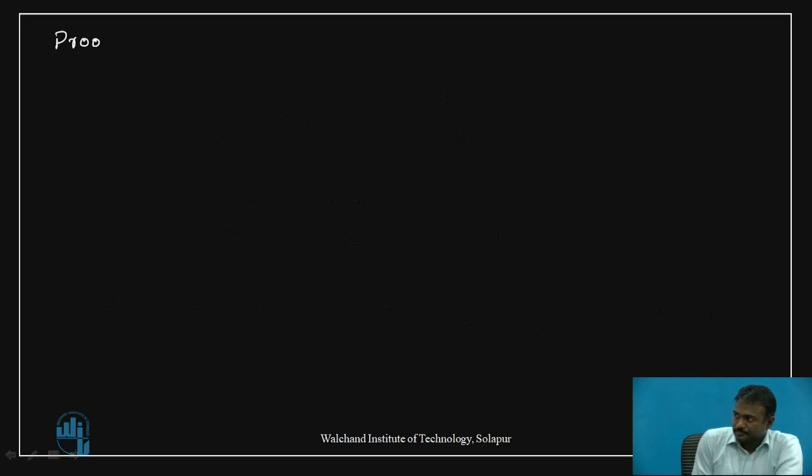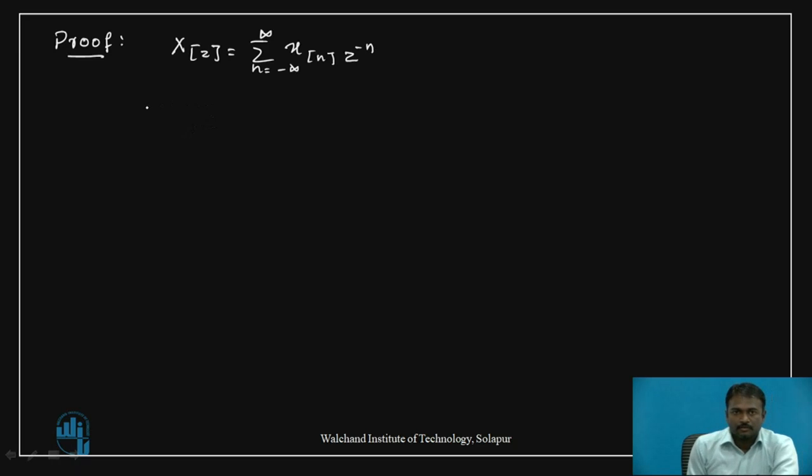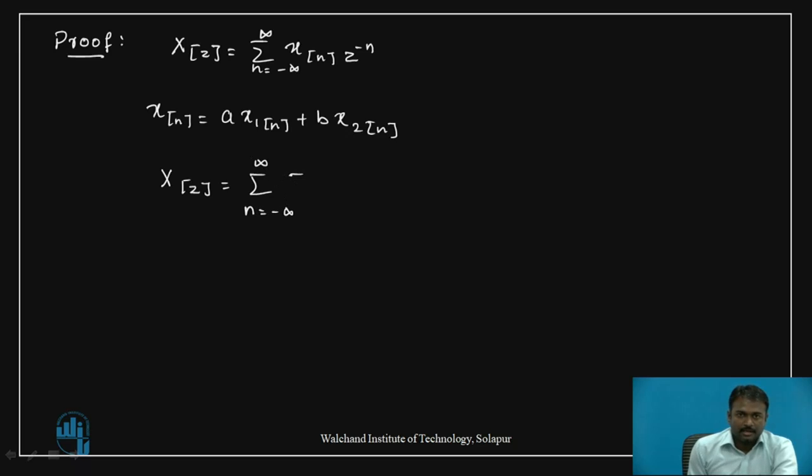Now let us prove this one. We know that X of z is equal to summation n equal to minus infinity to infinity x of n z to the power minus n, where x of n is equal to a into x1 of n plus b into x2 of n. Now, by substituting x of n equal to a into x1 of n plus b into x2 of n in the above expression, we get X of z is equal to summation n equal to minus infinity to plus infinity of a into x1 of n plus b into x2 of n into z to the power minus n.